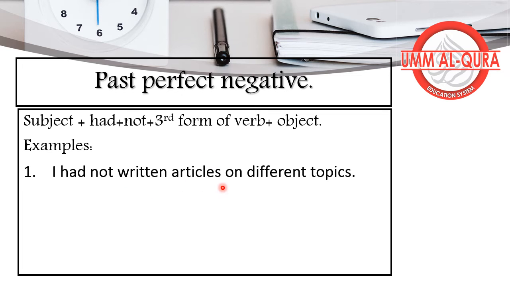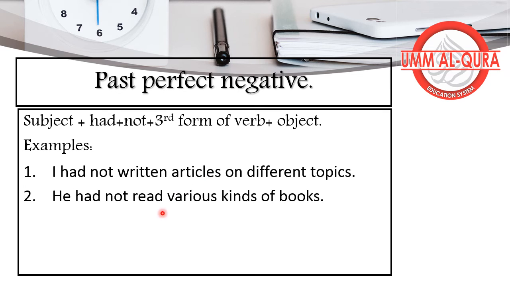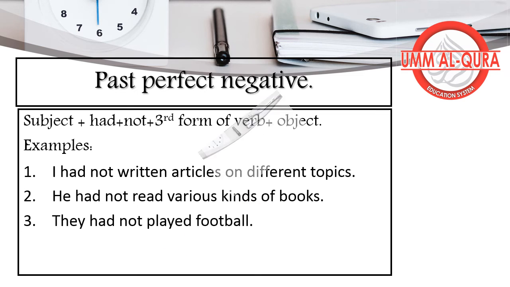I had not written articles on different topics. I is the subject, had is the helping verb, we added not to make it negative, written is the third form of verb, and articles on different topics. Now the second example: he had not read various kinds of books, and the last one, they had not played football.